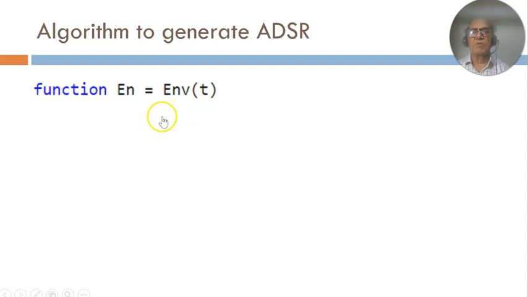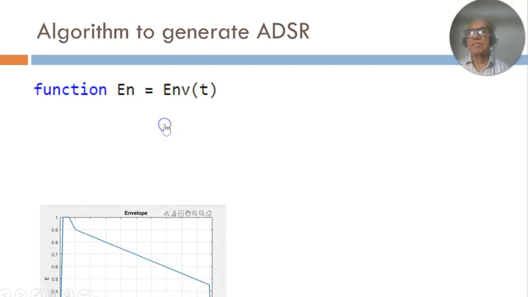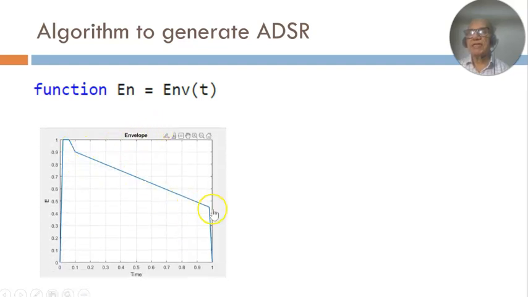But here we are going to study the algorithm itself. So envelope is the name of the function, T is the input array, and En is the output array. So how do we generate this? We want to generate this.